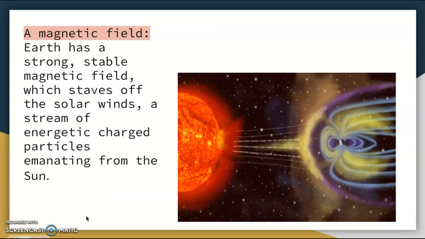And Earth also has a magnetic field. Earth has a strong, stable magnetic field which wards off the solar wind. Solar wind is a stream of energetic charged particles emanating from the sun. It's dangerous for life.